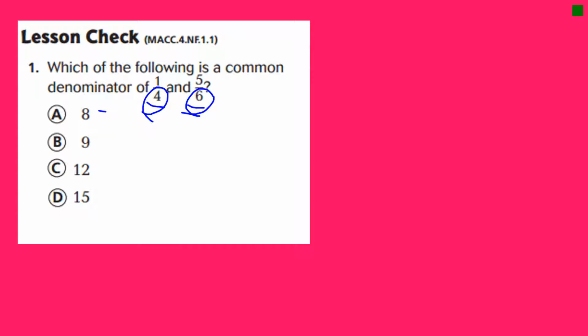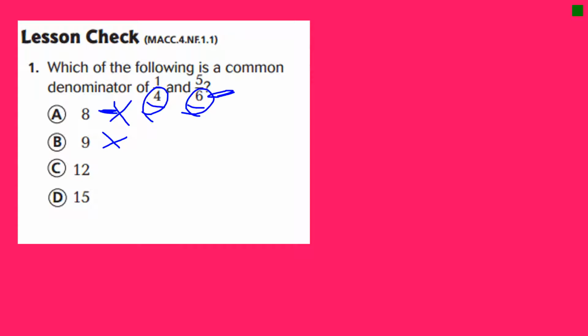Can I multiply 4 and get 8? Oh, sure. 4 times 2 is 8. Can I multiply 6 times something to get 8? 6 times 1 is 6. 6 times 2 is 12. We just passed right over you, 8. What about 9? 4 times 2 is 8. No, 4 times nothing is 9, right? And 6 times 9. You don't fit either one of those.